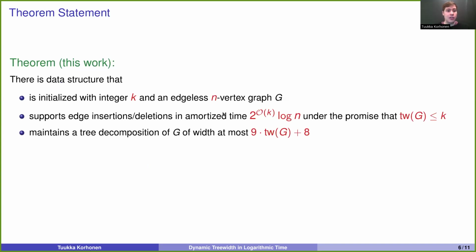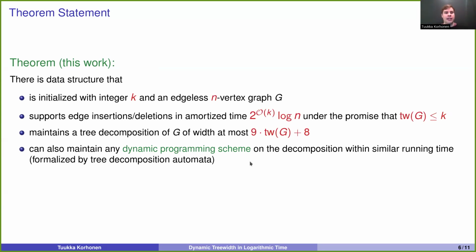So the theorem statement is there's a data structure that's initialized with an integer k, the Treewidth bound, and an initially edgeless n-vertex graph G, and supports inserting and deleting edges in amortized time 2 to the O of k times log n per update under the promise that the Treewidth of the graph stays always at most k, and it maintains a tree decomposition of the graph of width at most 9 times the current Treewidth plus 8. So it always maintains a constant approximately optimal tree decomposition, even when the width is much less than k. Yeah, and this also supports maintaining any dynamic programming scheme on the tree decomposition. So it supports dynamic Courcelle's theorem and its many variants.